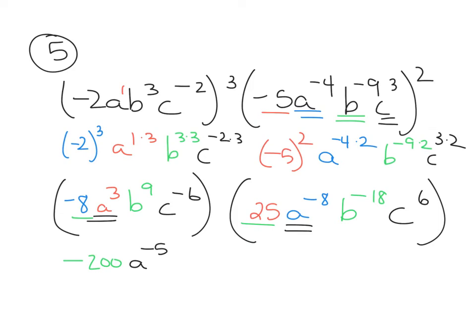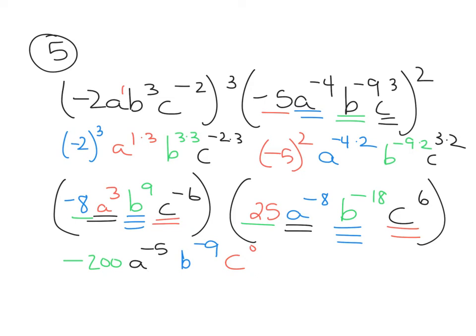Okay, now let's talk about the b's. b to the 9th, b to the negative 18. 9 plus negative 18 is negative 9. And then I'm ready for the c's. c to the 6th, c to the negative 6, and c to the 6th. Oh, that gives me c to the 0. Well, that's a first. We haven't talked about that yet.